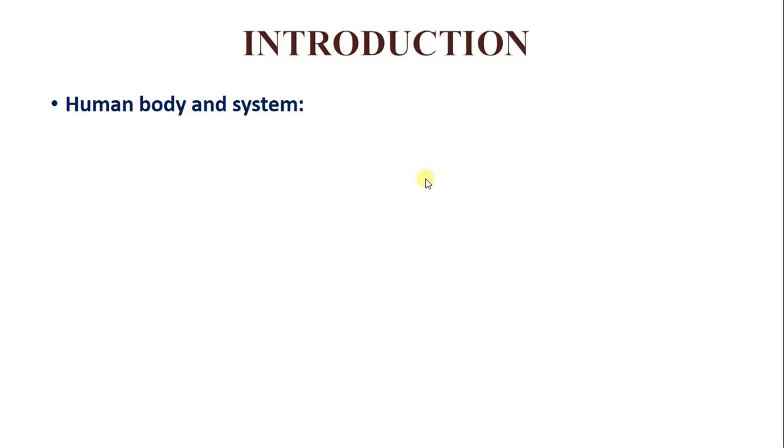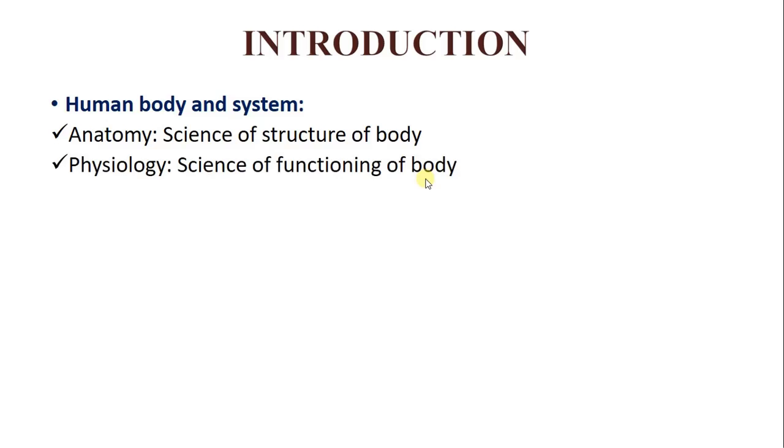And before learning the biomedical instrumentation and designing of different instrumentation systems, you must be aware about the human body and the different systems that are present inside it. And before designing any instrumentation system, you must know the anatomy and physiology of human body. But what is anatomy and physiology of human body? Anatomy, it represents the science of structure of human body. How is the structure of human body? That is described by anatomy. And physiology is nothing but science of functioning of body.